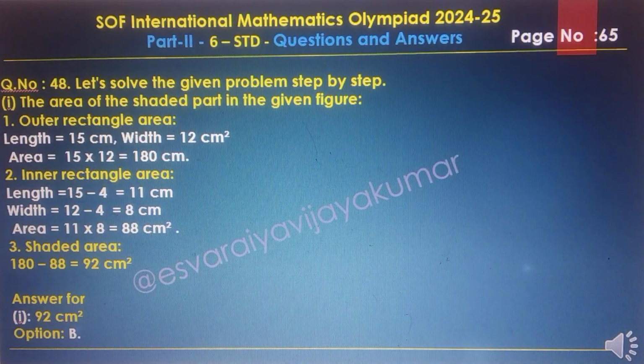The solution of this problem: first, the area of the shaded part is given in the figure. The outer rectangular area is 15 centimeter by 12 centimeter. The area equals 15 times 12, so we are getting 180 centimeter square.